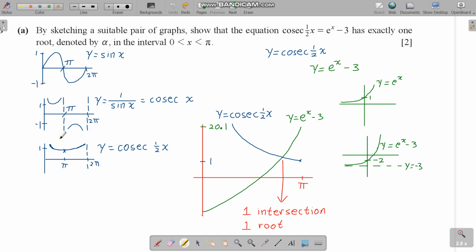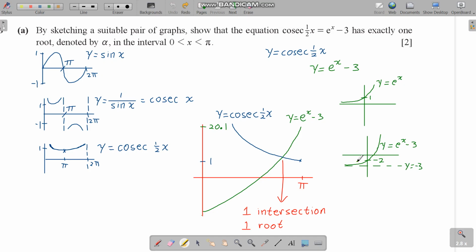Now for the e to the x minus 3, this is the basic shape of e to the x. We have a horizontal asymptote x-axis and the y-intercept 1. So for this transformation, this is a translation, so we slide the whole graph 3 units downwards, which means the horizontal asymptote becomes y equals minus 3, and the y-intercept becomes 1 minus 3 is minus 2. So this is the graph.